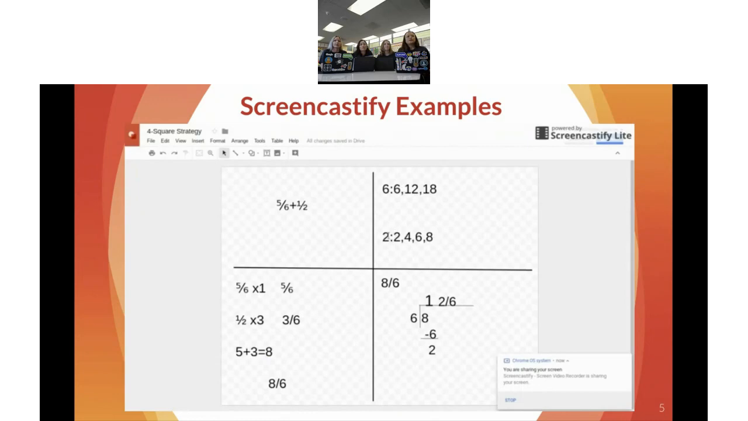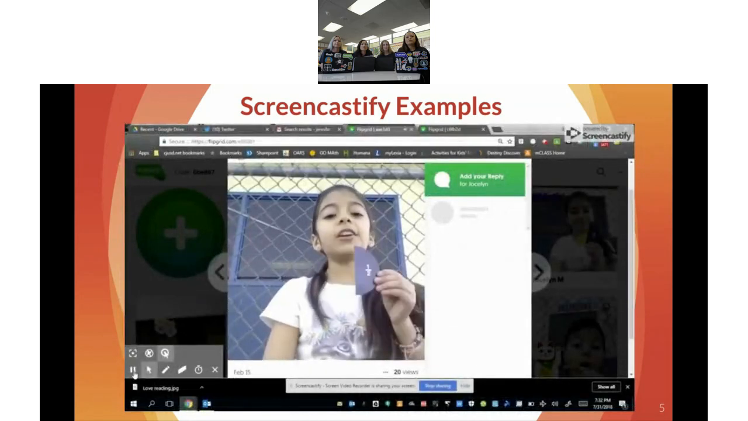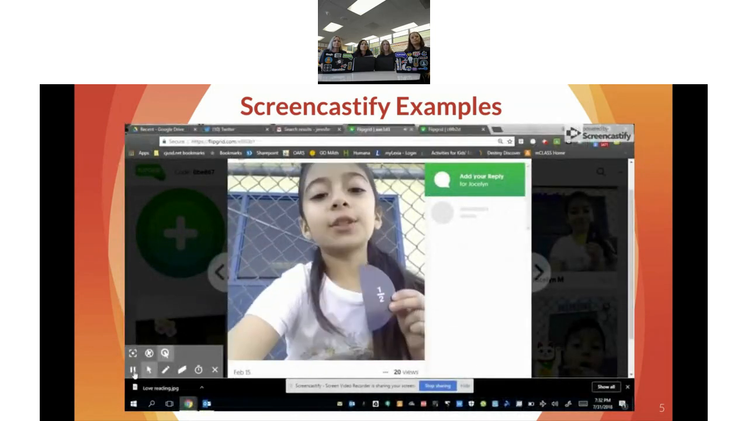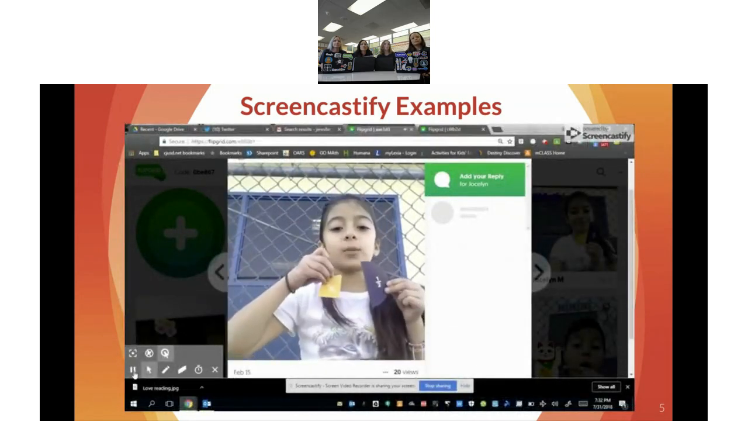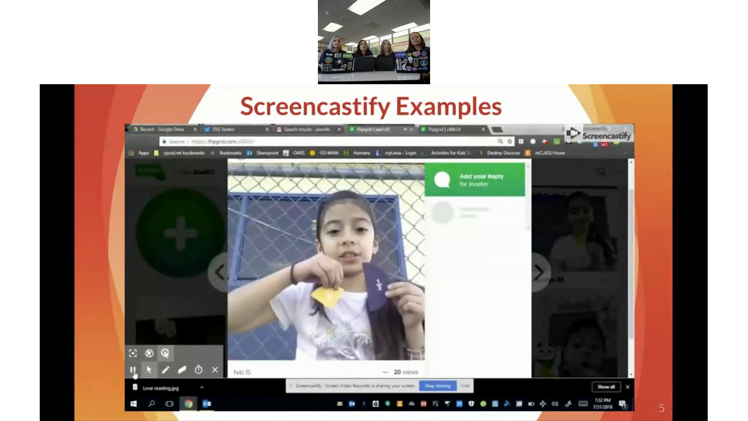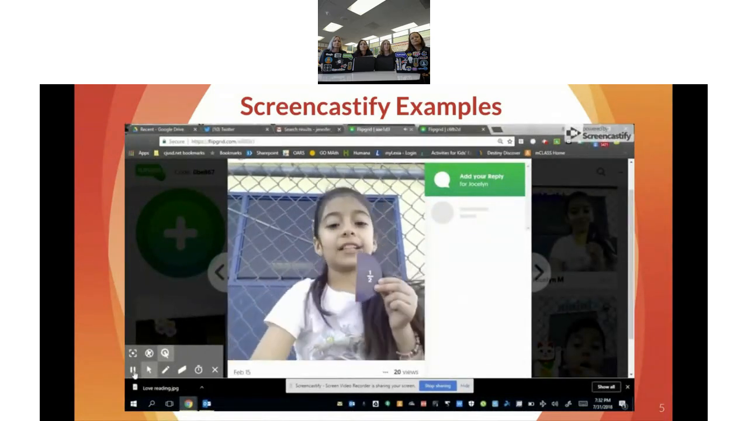And in math, I use Google Drawings and just set up the problem for the student, and they're showing their understanding through the image here or through the video. Here's students proving their learning about fractions, how they know one is greater than or less than.